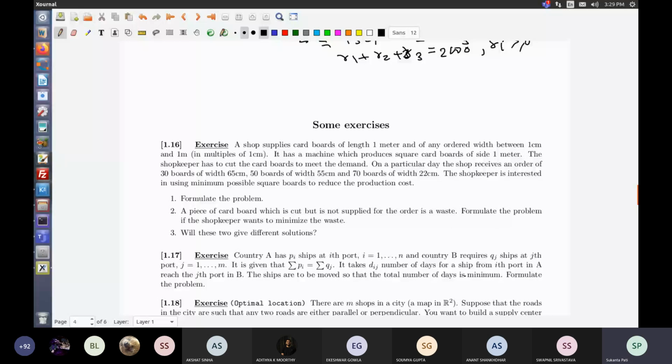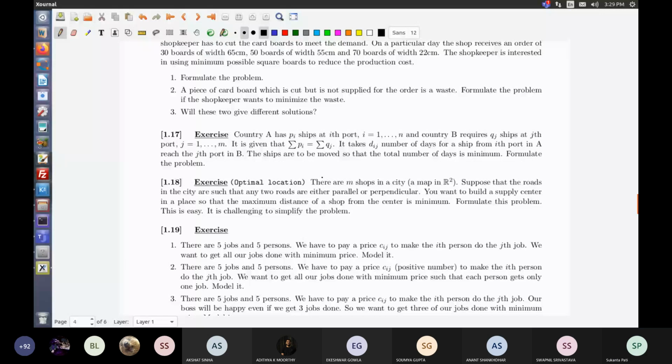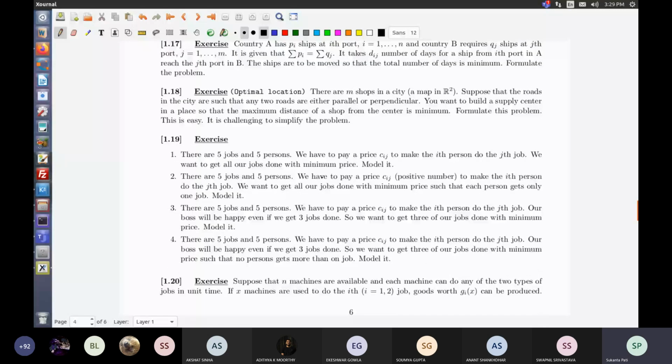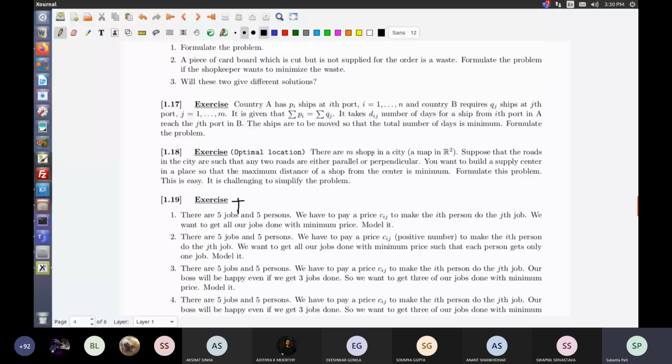Okay, so these are some exercises. You can try to do the modeling on a few of them. This one is a plus. You should do it. This one is a plus too. You can try. Optimal location is a bit difficult, but if you want to try, you can. This one is a good one.